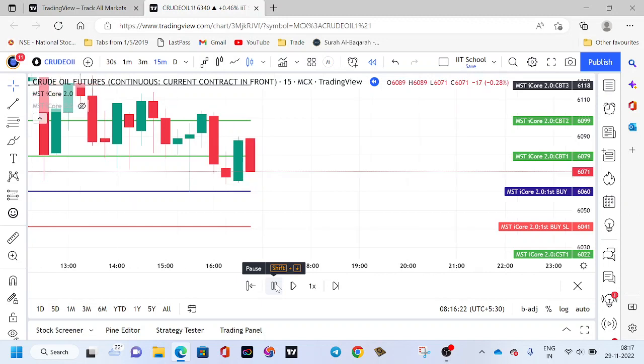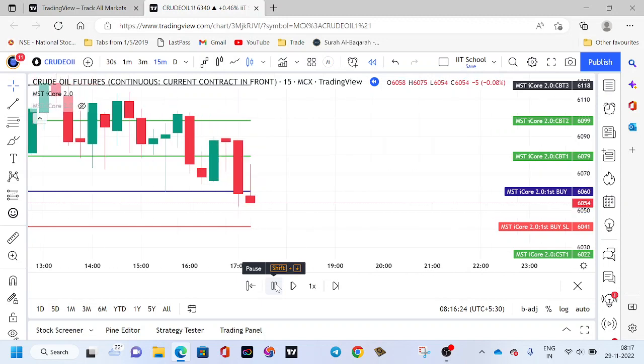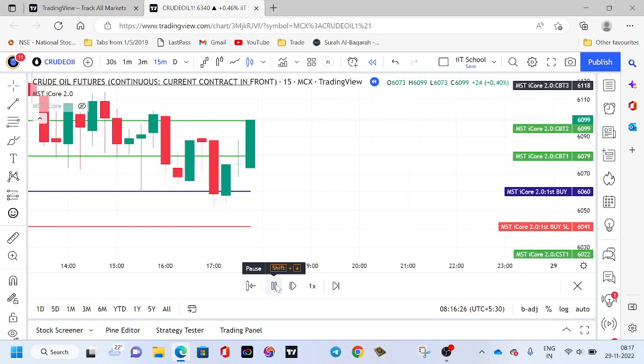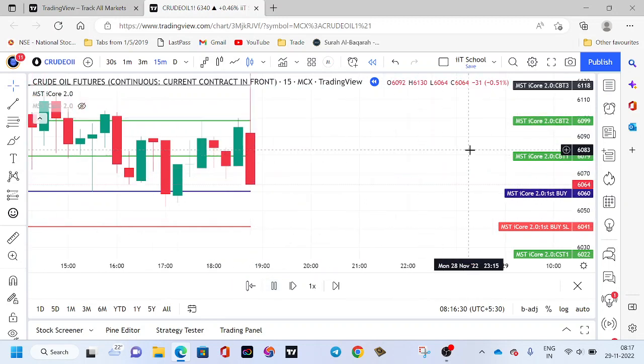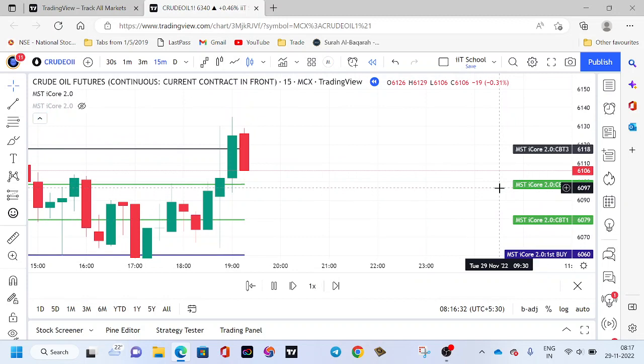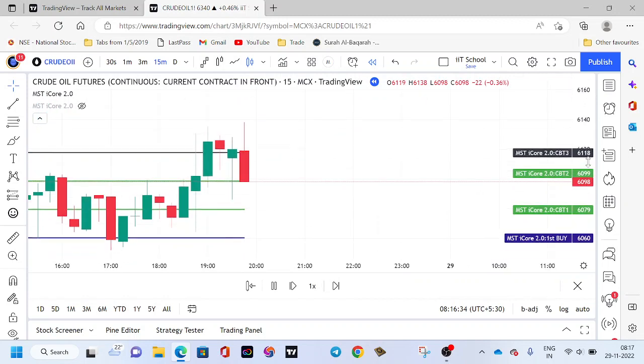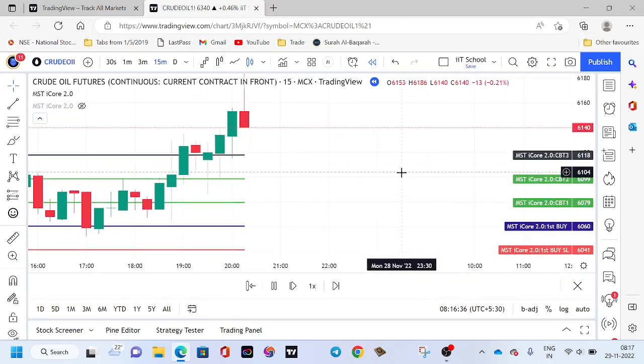So once again it is coming down. Yeah, it is coming down. Then it is going up. Two targets hit the second time also. The third target also hit, and it is still going upper side.